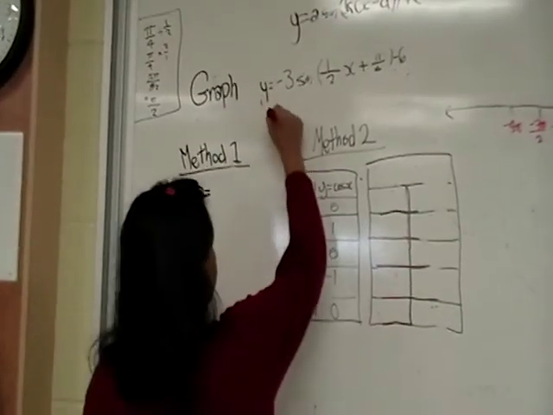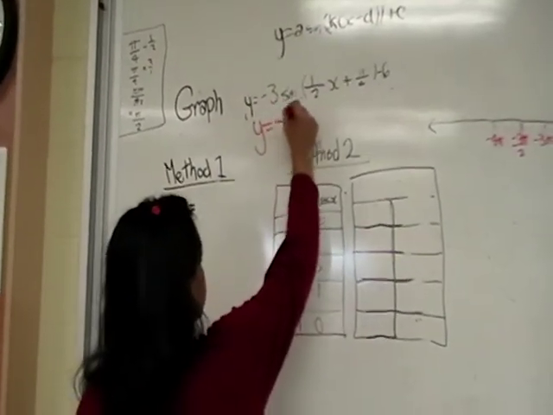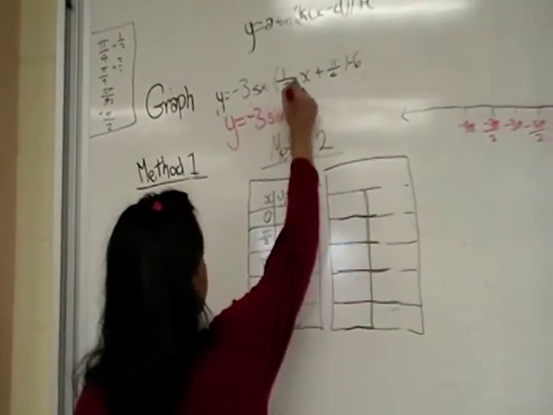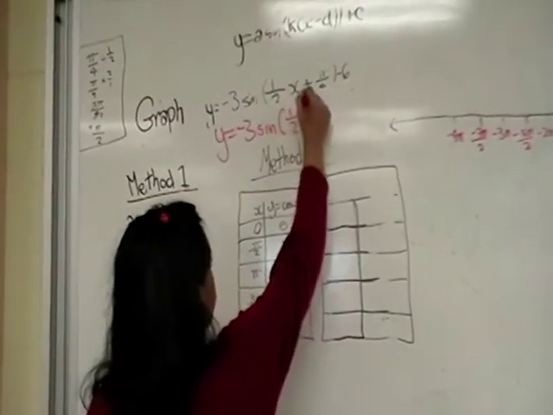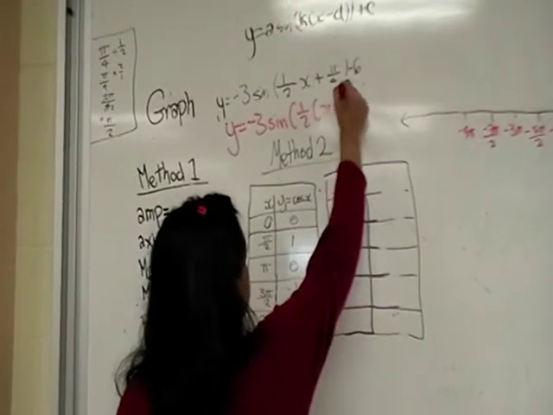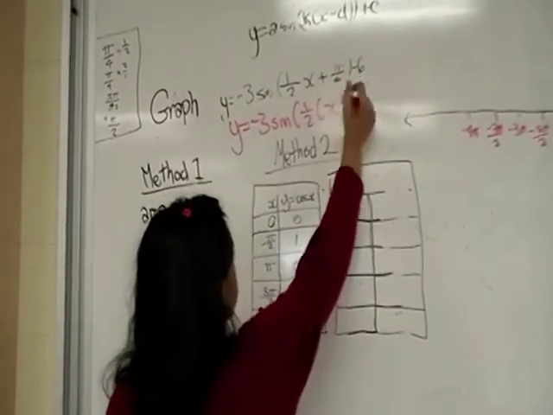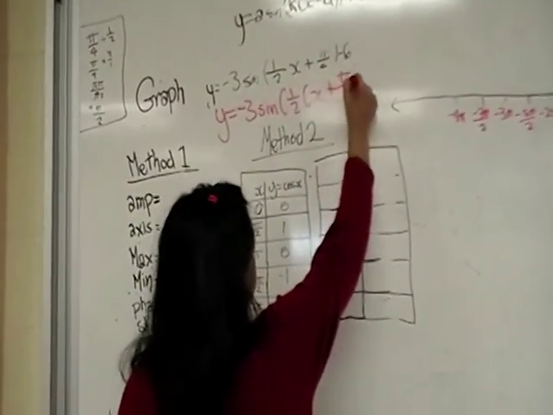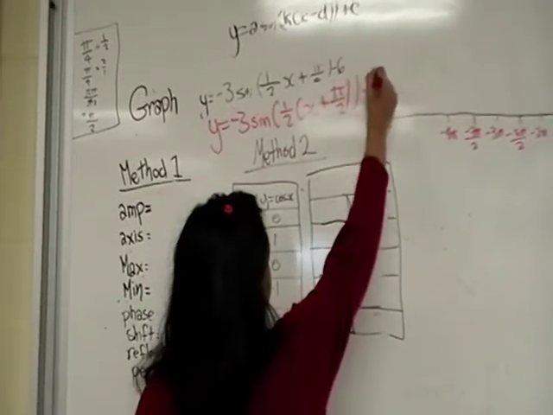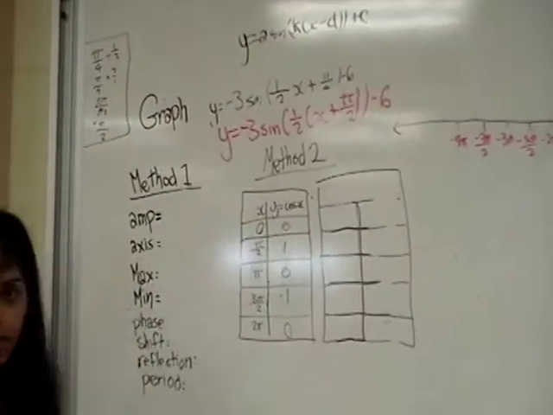So let's factor. Y equals -3 sine (1/2 (x plus, you divide pi over 4 by 1/2, you get pi over 2) close bracket) minus 6. Okay, so now let's use method 1.